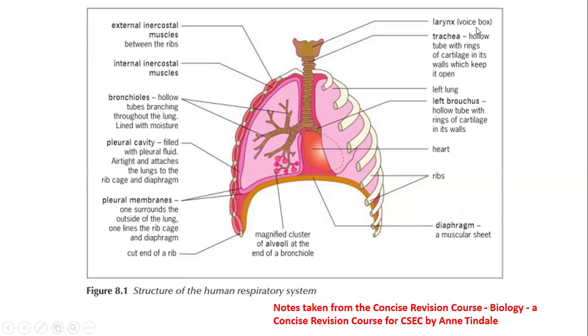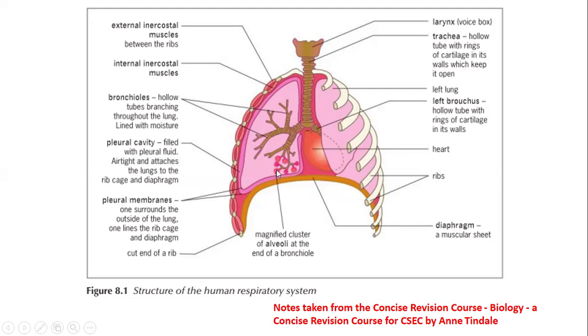Ensure you know the larynx, the voice box, and the trachea, a hollow tube with rings of cartilage in its wall, which keeps it open. Let's know the left lung and the left bronchus, a tube with rings of cartilage, right? The heart here, the ribs, which protect the lungs, and the diaphragm, which separates the respiratory system from the digestive system, right?